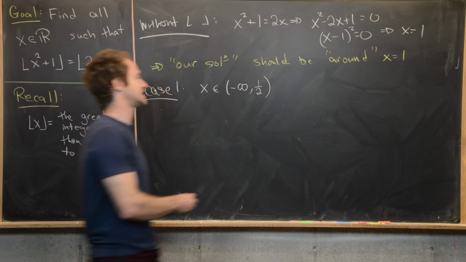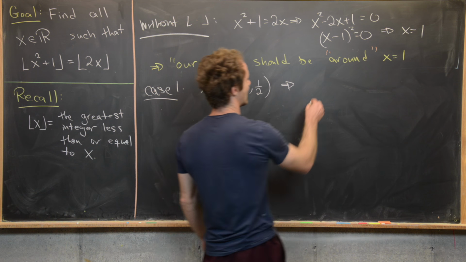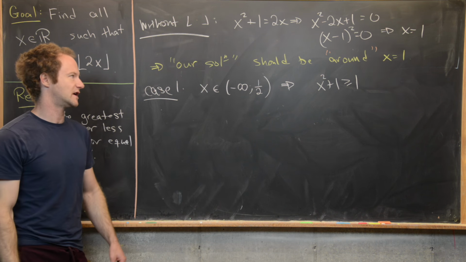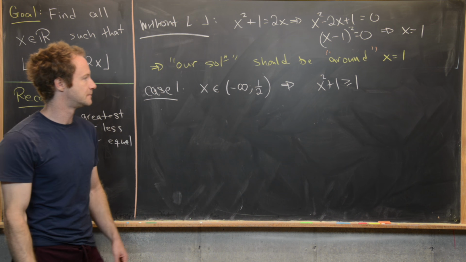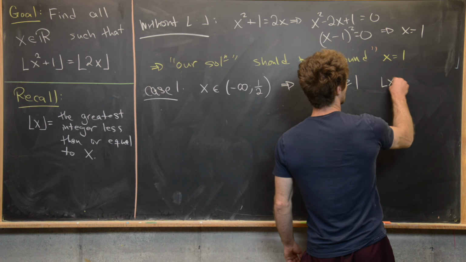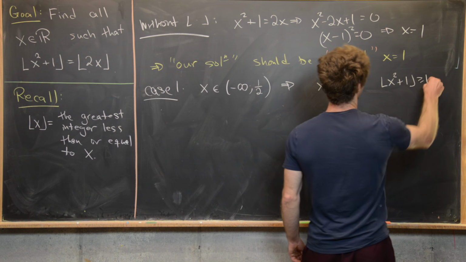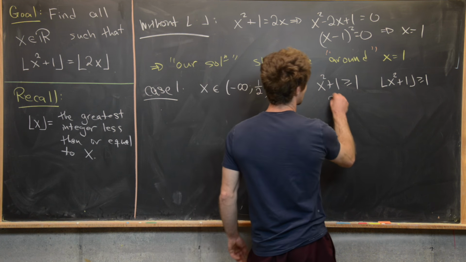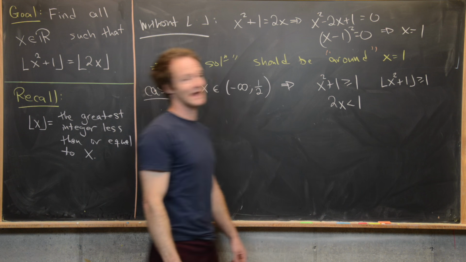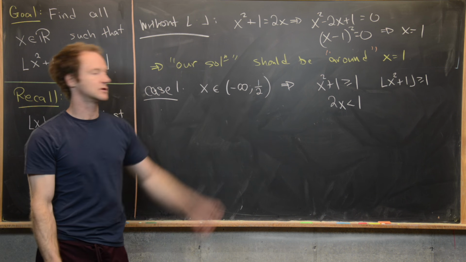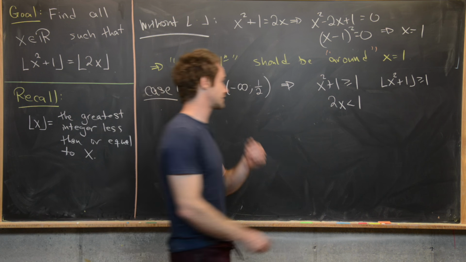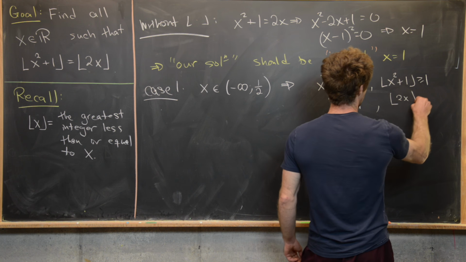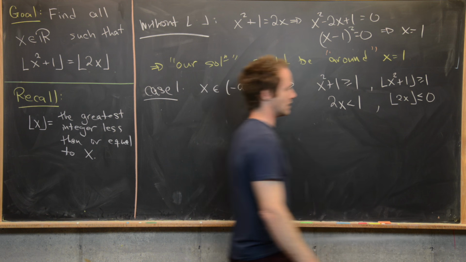So what I want to notice here is that we have x squared plus 1 is going to be bigger than or equal to 1. In fact, x squared plus 1 is always bigger than or equal to 1. But that tells us that the floor of x squared plus 1 is bigger than or equal to 1. But with this setup, we have 2 times x is strictly less than 1, because we're not including half in the upper bound for this interval. But what that means is that the floor of 2x is less than or equal to 0.